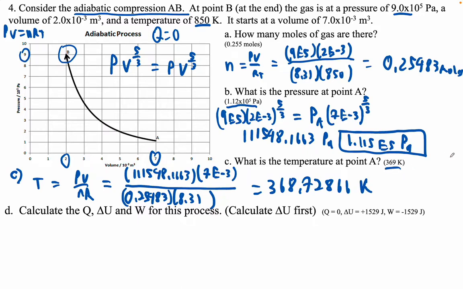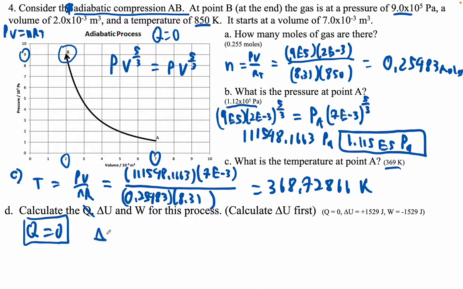Okay, so now it says calculate the Q, delta U, and work for this process. Well, I'll tell you right now that Q is 0 because it's adiabatic. That's what that means, okay? That heat doesn't flow in or out. So we got the Q, right? Work would require calculus for this, and this would be negative work, right? But let's figure out the delta U.